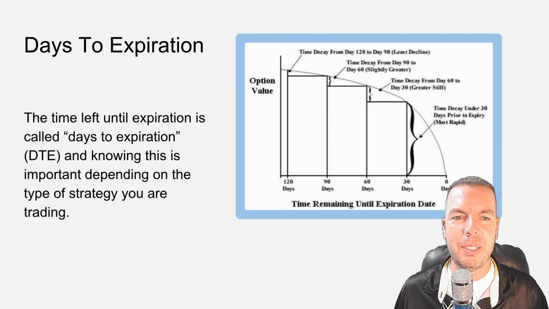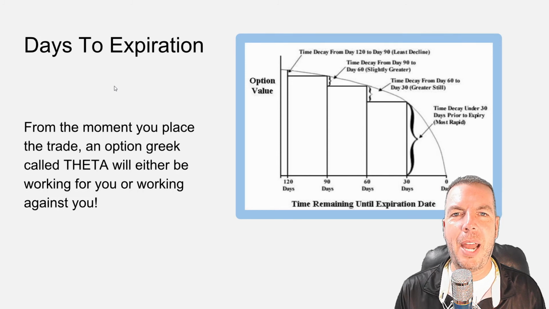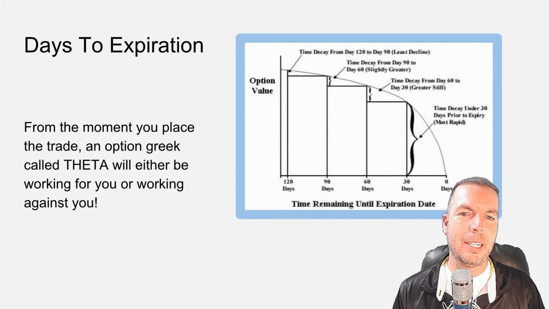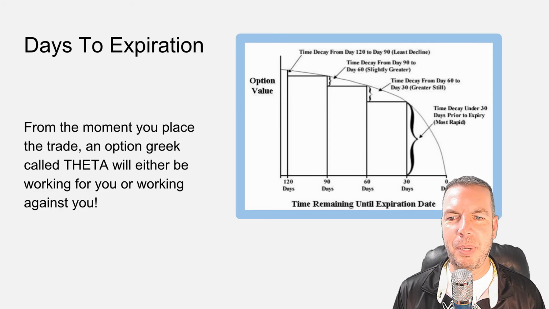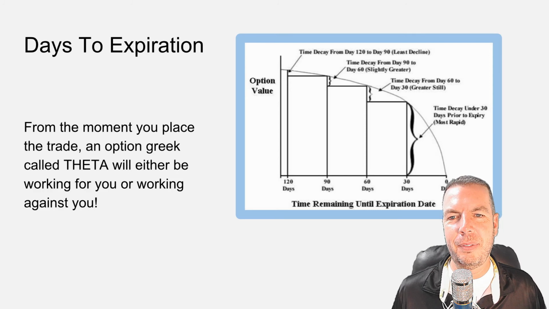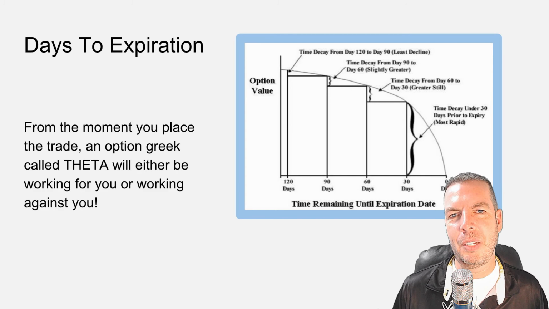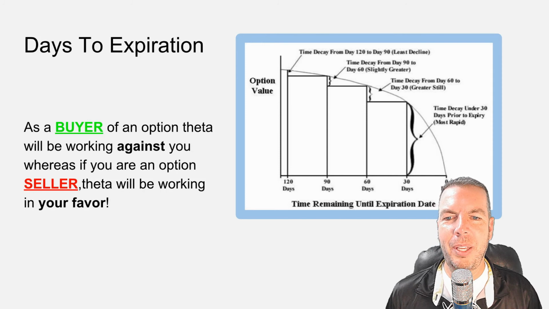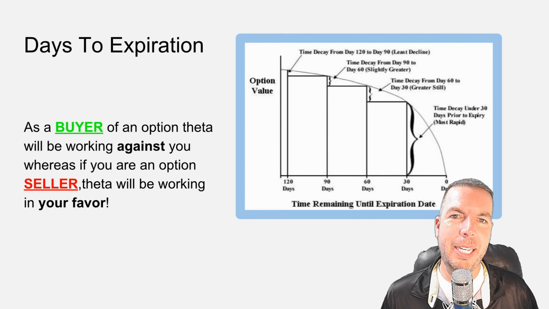And knowing this is important because, depending on the series that we're playing or the strategy that we're playing, they all work together to help your probabilities of success, depending on the option series that you pick and the strategy that you pick. So just know that from the time that you place a trade, an option Greek called theta is either going to be working for you or against you, depending on if you're a buyer or a seller. As a buyer of an option, theta will be working against you. And as a seller of an option, theta will be working for you.